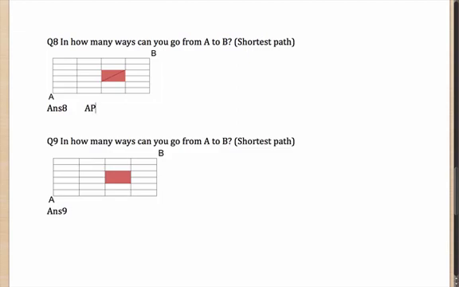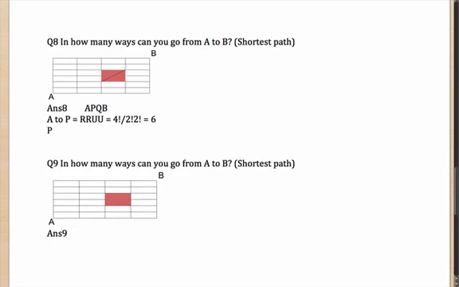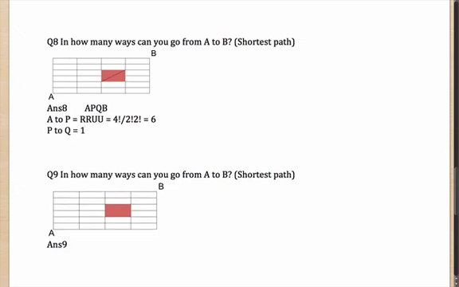It has to be A, P, Q, B. Now, in how many ways can you go from A to P? Number of ways of going from A to P. There are 2 rights and 2 ups, which is possible in 4 factorial by 2 factorial, 2 factorial ways, which is 24 by 4 or 6 ways. From P to Q, you have to take that particular bridge. There is only one way.